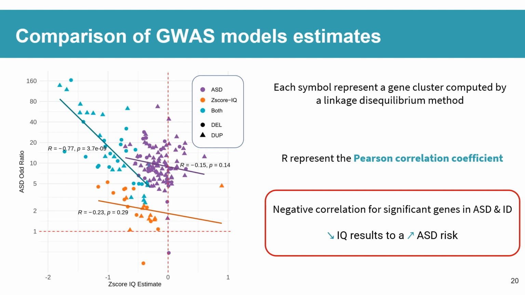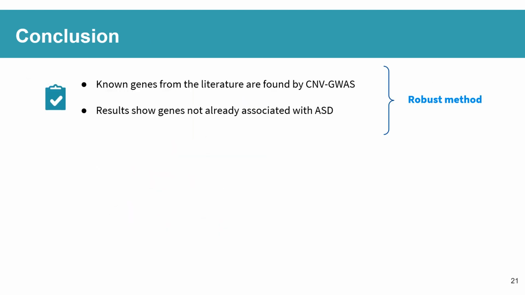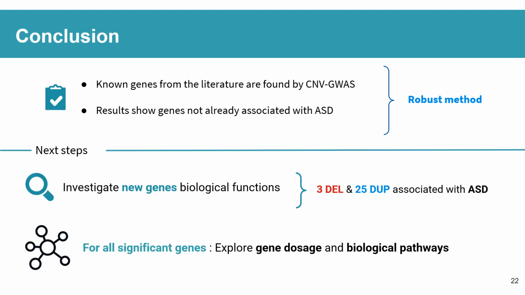This observation is consistent with what is known from the literature for rare variants, and it confirms once again our new GWAS method. To conclude, our new GWAS method seems to be robust because we have found known genes from the literature, but also new genes associated with ASD. For the next steps, we will study the biological functions of these new genes, but also explore the biological pathways and gene dosage of all the significant signals to answer our problematic.